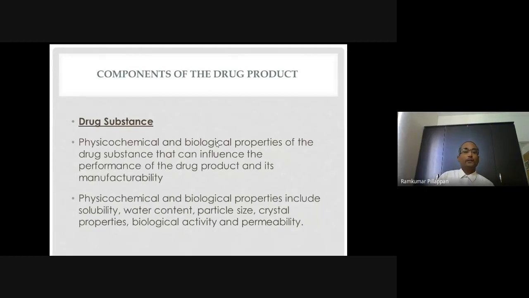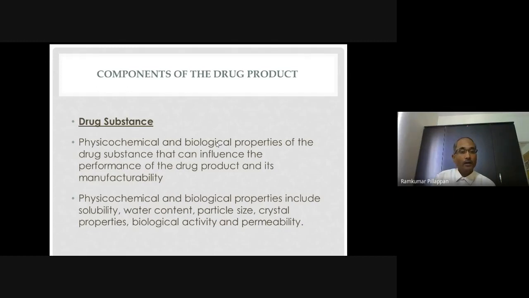Okay, what are physicochemical properties? It can be something simple like the solubility of the drug. Many times the product is developed right from the nature of the drug. If it is poorly soluble, your choice of excipients differs. If it is highly soluble, your choice of excipients differs. If it is an immediate release, your choice of excipients will differ. And of course, water content. This is a very major challenge in industry.